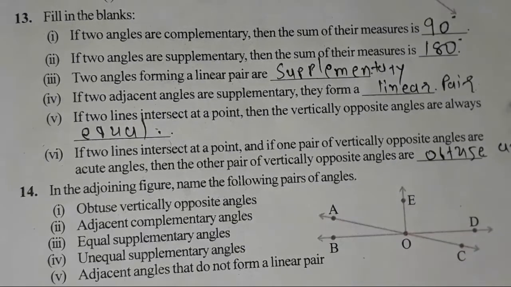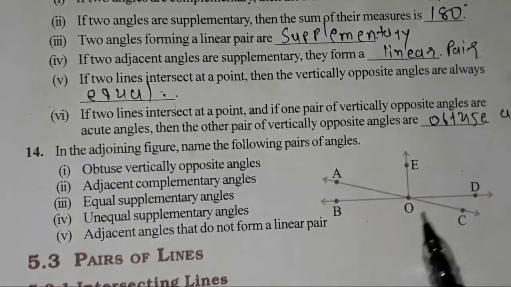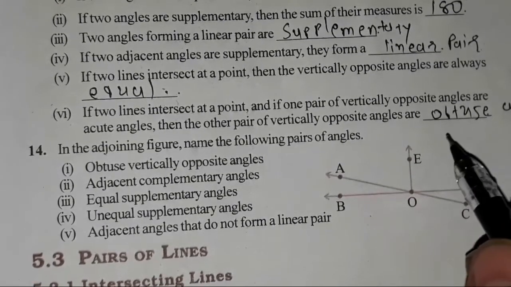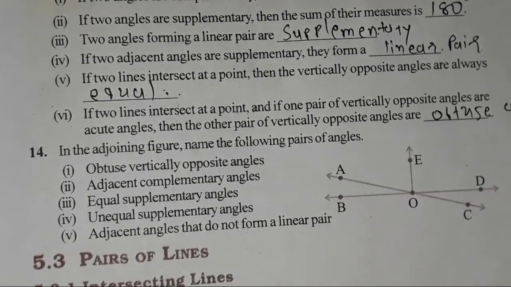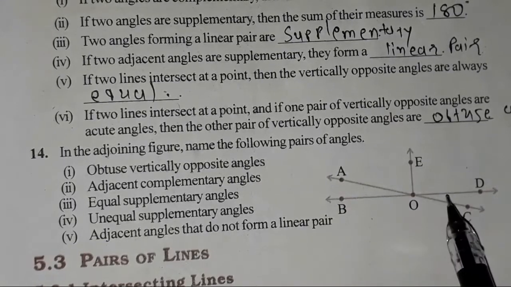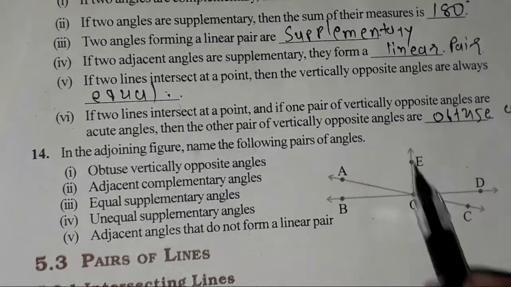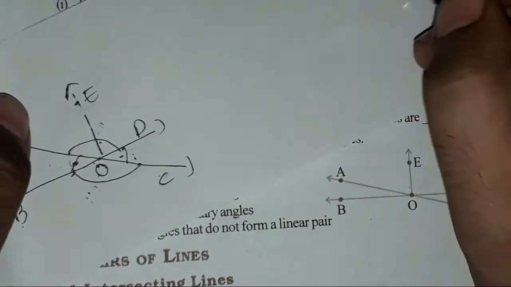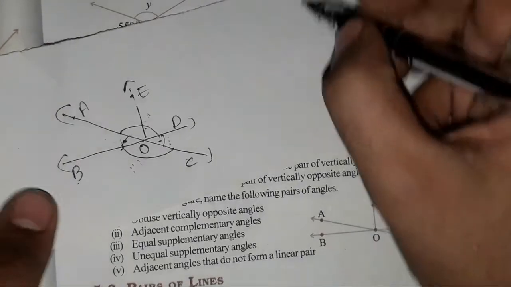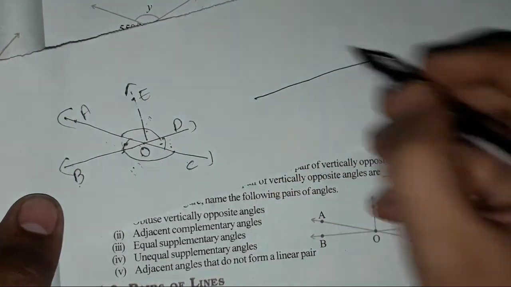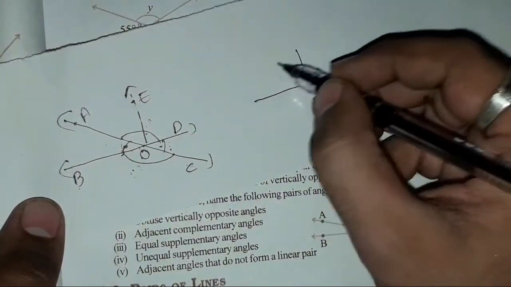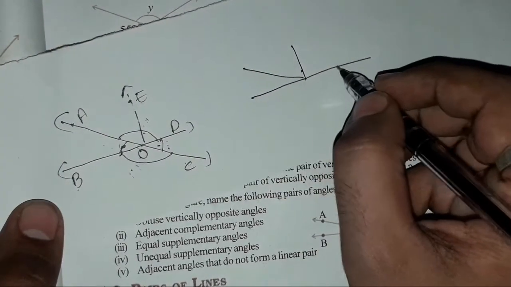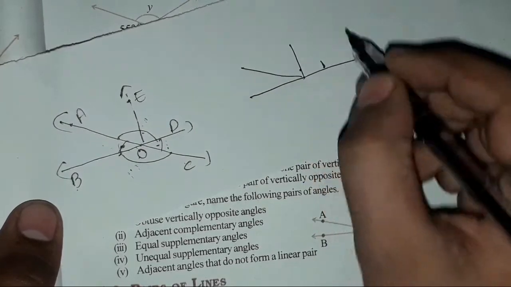Now moving to the next question, adjacent complementary angles. Complementary angles means angles whose sum is equal to 90 degrees. Here I can see a straight line, which is also called a linear pair, in which a common arm is there. I am showing you, for example, one straight line, in that a common arm is there, and this one is a non-common arm. In a straight line the sum of all angles is equal to 180 degrees.